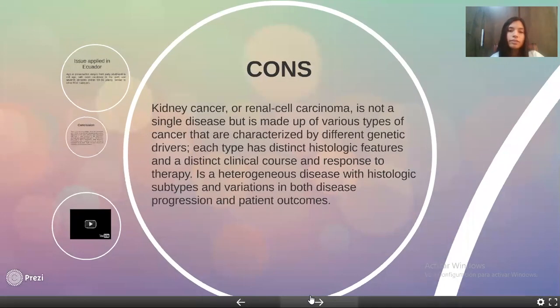Cons. Kidney cancer or renal cell carcinoma is not a single disease, but is made up of various types of cancer that are characterized by different genetic drivers. Each type has distinct histologic features and distinct clinical course and response to therapy. It's a heterogeneous disease with histological subtypes and variation in both disease progression and patient outcome.